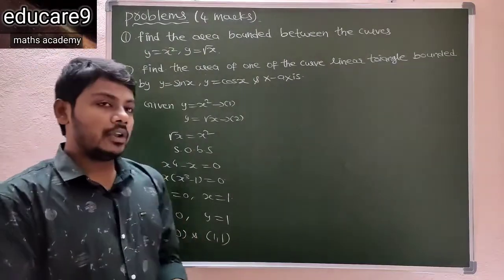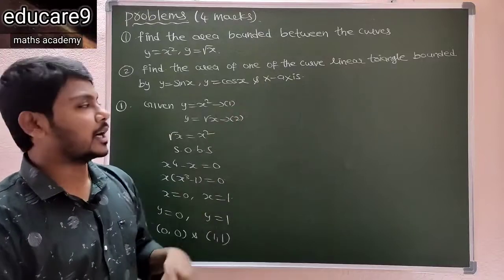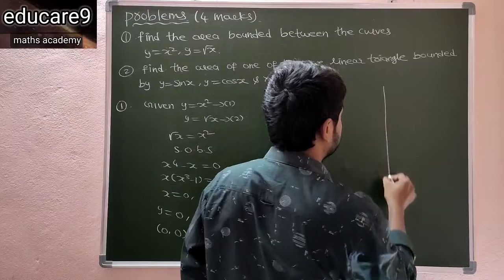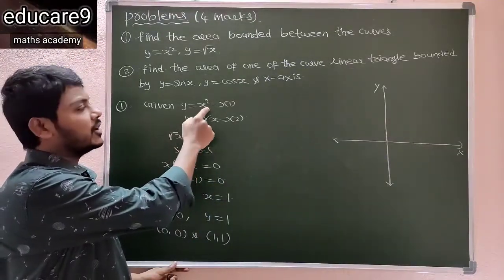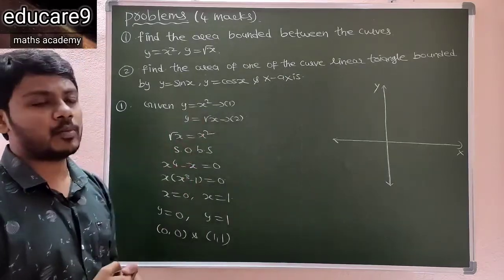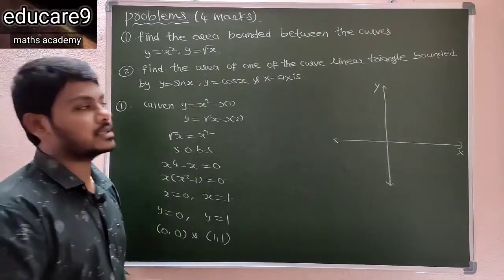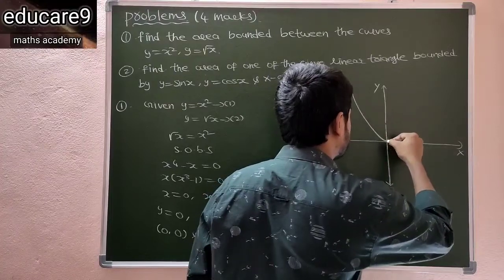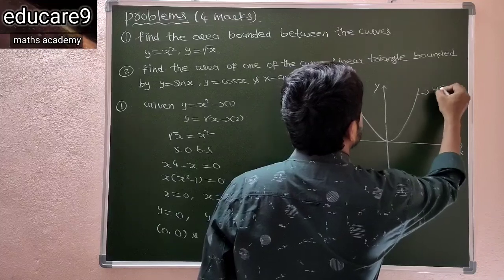Now after finding the point of intersection of the two curves, we have to draw the graph of the given curves. Consider the coordinate axis. See the first one, x square equals y. It is in the form of x square equals 4ay, so clearly it represents a parabola. And this parabola opens to the positive y-axis side. So like this. This is the graph of y is equal to x square.